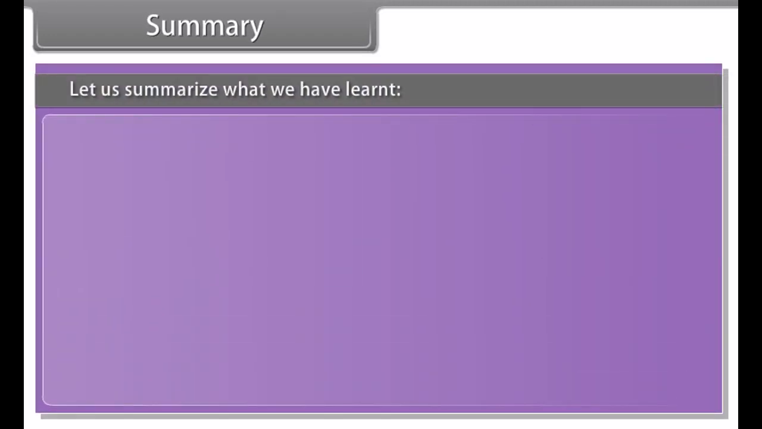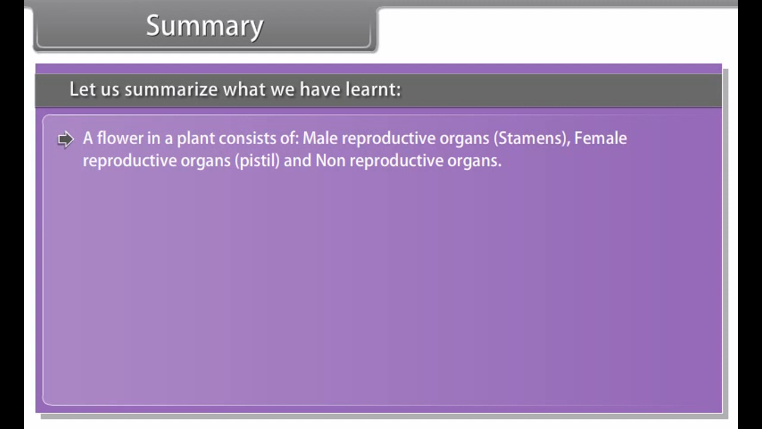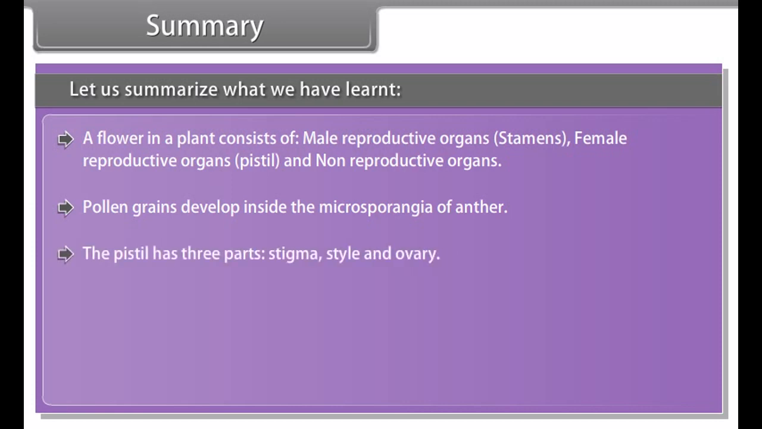Summary. Let us summarize what we have learned. A flower in a plant consists of male reproductive organs, stamens, female reproductive organs, pistil, and non-reproductive organs. Pollen grains develop inside the microsporangia of anther. The pistil has 3 parts: stigma, style, and ovary.